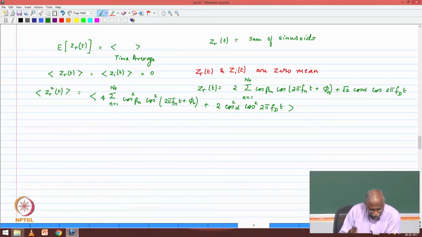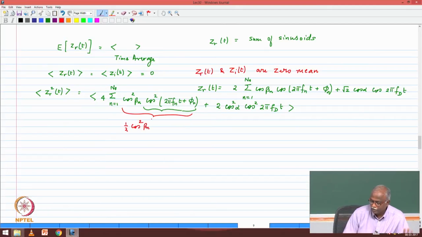Again, just make sure that you are comfortable with the terms that are being written down. So cosine squared (2 pi Fn t plus phi n). I am going to simplify this term in the following manner. I am going to write it as (1 plus cos 2 theta) by 2. So this term can be written as 1/2 of cosine squared beta n. Keep that, I am not touching that.